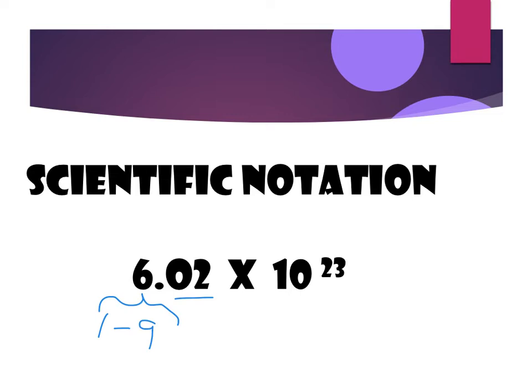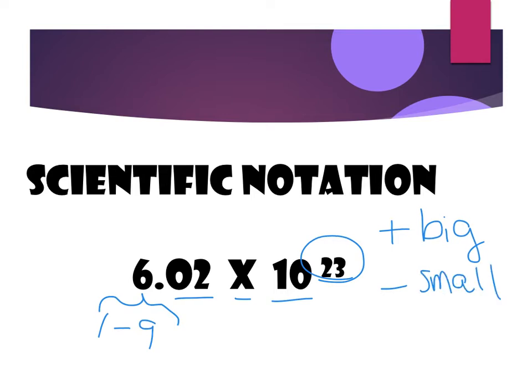Then you would use the x, like the multiplication symbol, and then the number 10, and then that 10 will have an exponent. Now that exponent can either be positive or negative. If it's a positive exponent like this one, that means it's a very big number. If it's a negative exponent, that means it's a very small number, meaning a decimal in real life. So this is our basic format. Let's look at some examples.